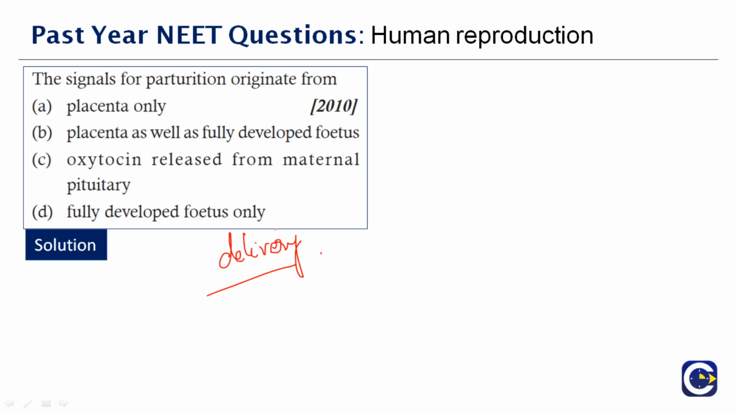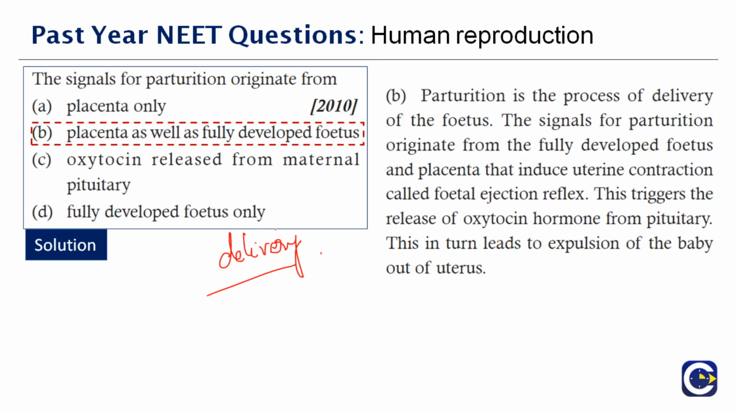The signals for parturition originate from the fully developed fetus and the placenta that induce uterine contractions. That is when the pain comes in because of the contractions in the women. This triggers the release of the oxytocin hormone from the pituitary. This in turn leads to the expulsion of the baby out of the uterus. So it is from the placenta as well as from the fetus. Therefore, the right answer is option B.